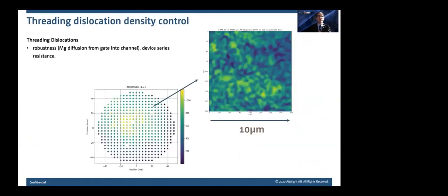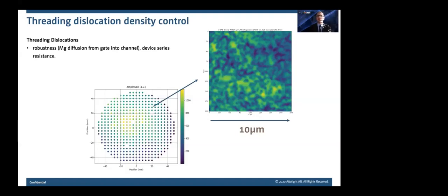So what we can do with our technology is, of course, looking directly at threading dislocation density in a non-destructive way. We see here a wafer map with a number of zones that were chosen to do high-resolution measurements. In each of these zones, illustrated here on the wafer, we get the high-resolution map you see on the right-hand side.